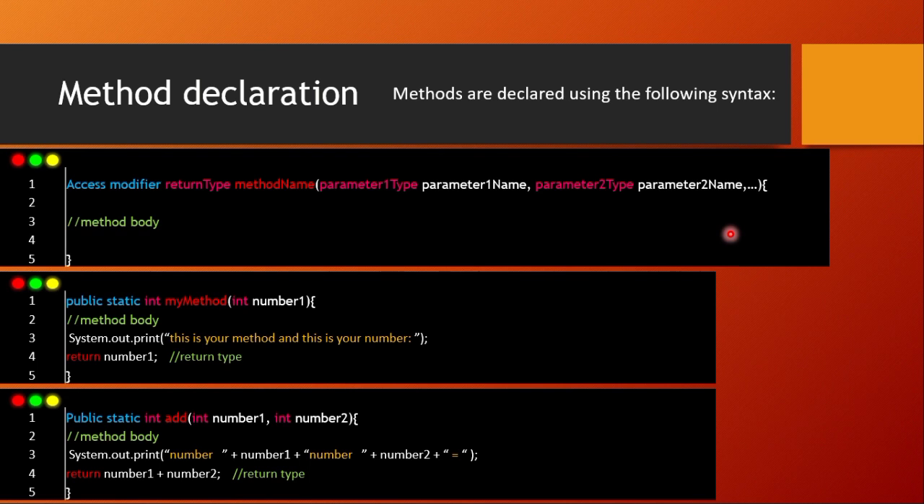So the actual syntax for method declaration is as follows. We have an access modifier, a return type, a method name, and then within this method name here, we have our parentheses, like so, and then we have our parameters. So you've got parameter type 1, parameter name 1, and parameter type 2, parameter name 2, and so on and so forth.